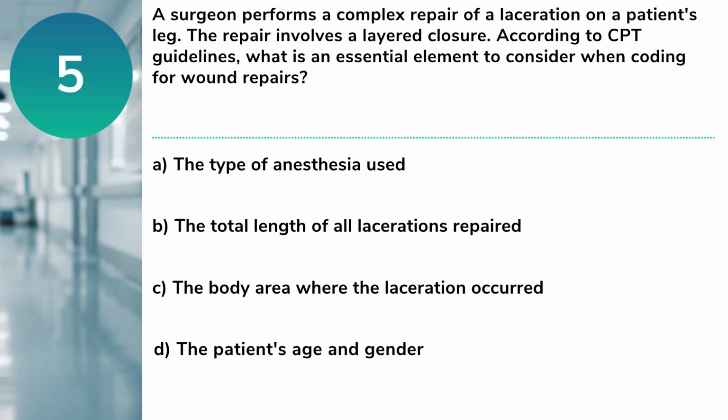Question 5. A surgeon performs a complex repair of a laceration on a patient's leg. The repair involves a layered closure. According to CPT guidelines, what is an essential element to consider when coding for wound repairs? A. The type of anesthesia used. B. The total length of all lacerations repaired. C. The body area where the laceration occurred. D. The patient's age and gender.